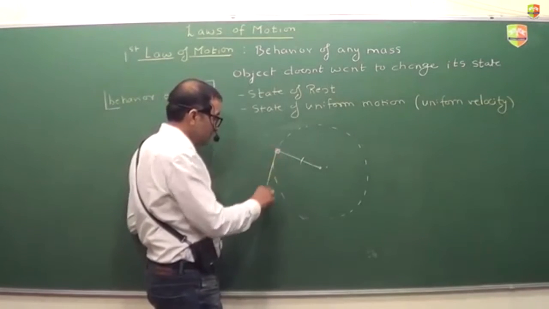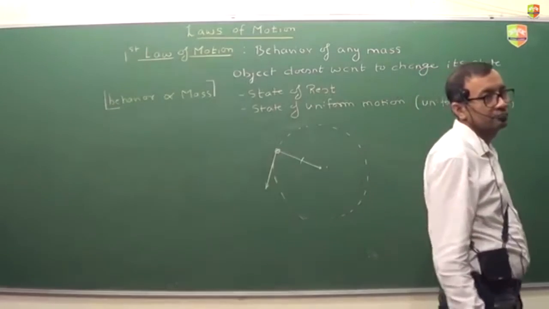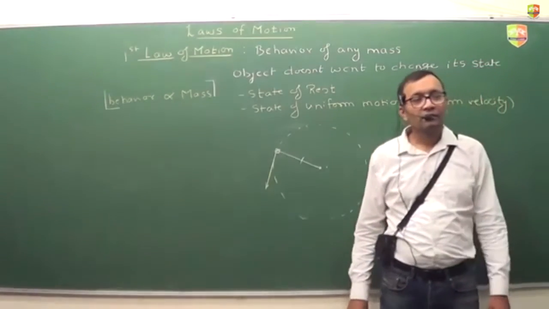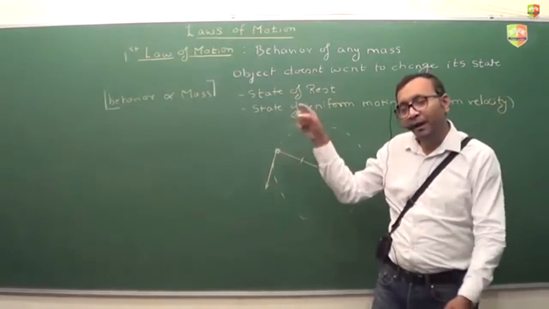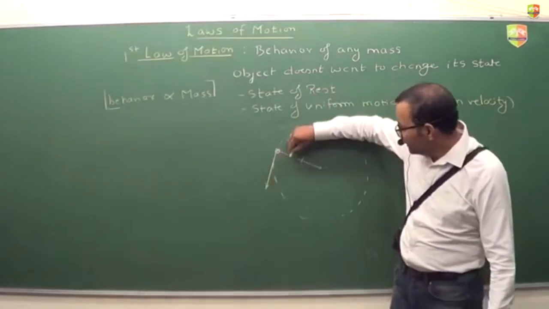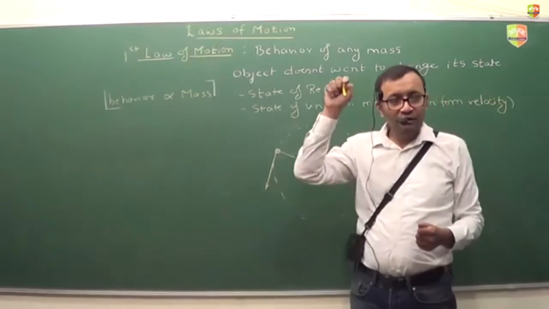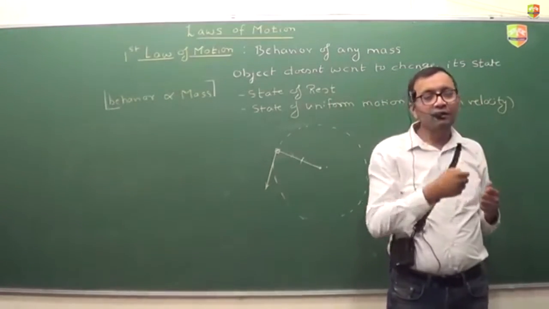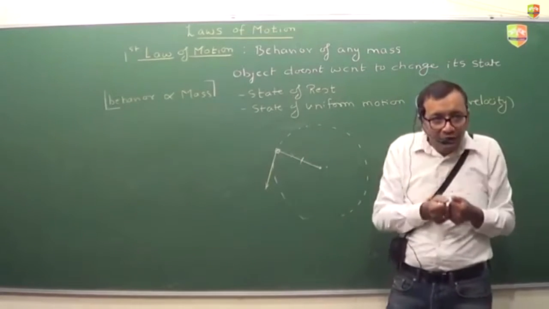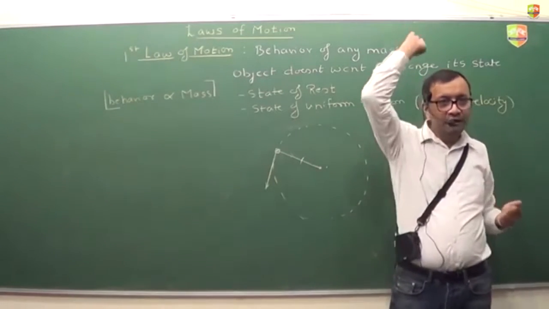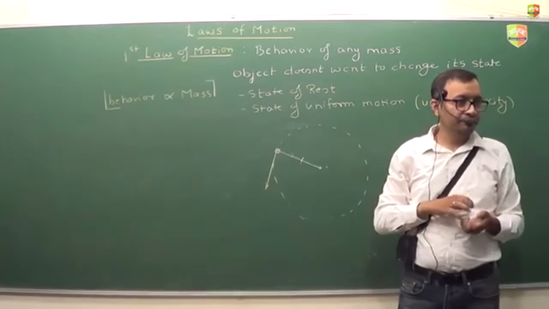Tangentially? Why tangentially? Because that was its velocity at that point in time. It tries to maintain that velocity. But if there is a string, it pulls it that way. So its velocity changes and it makes a circle. But if the string is cut, nobody is there to pull it. So it will go tangentially. It tries to maintain its velocity at that point in time.